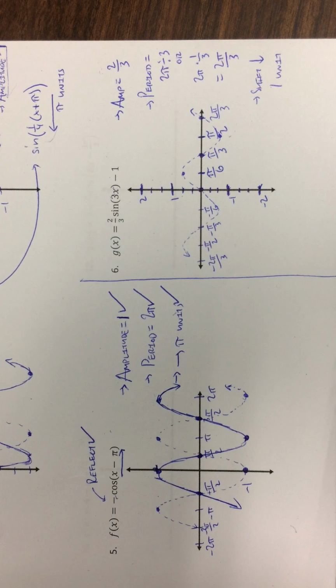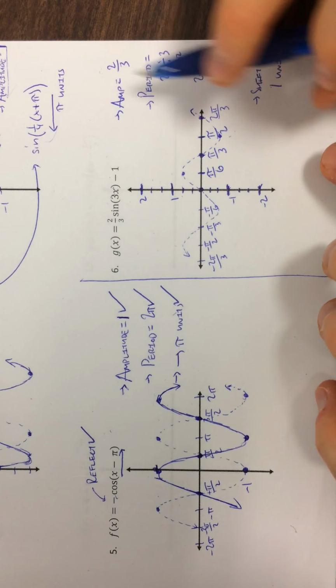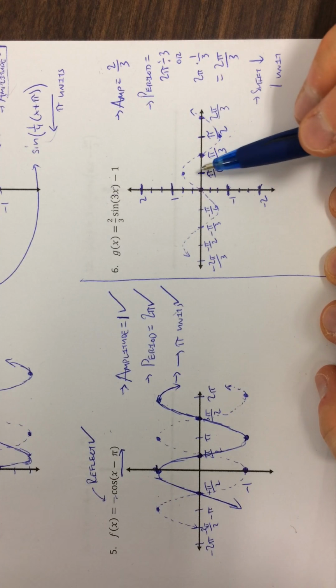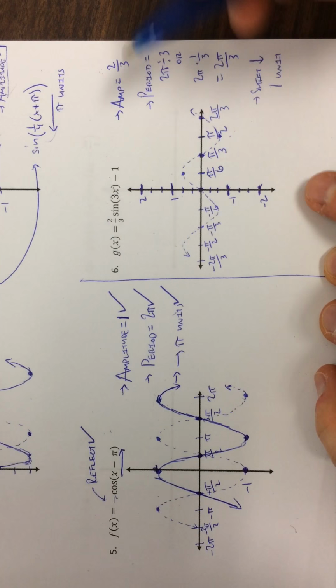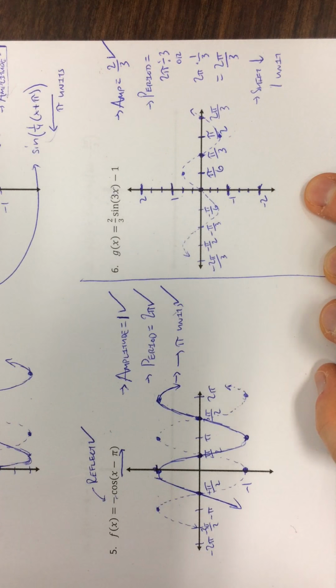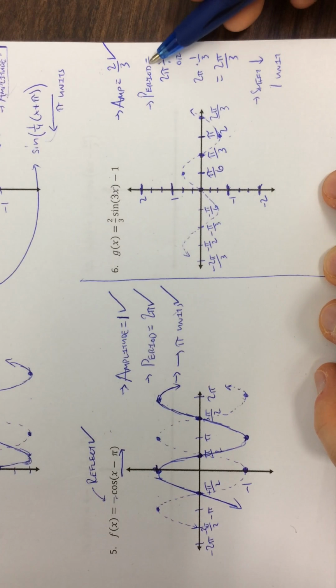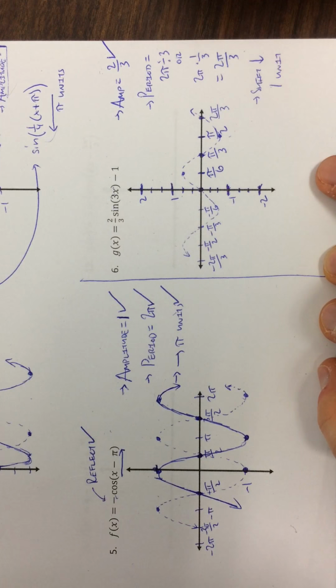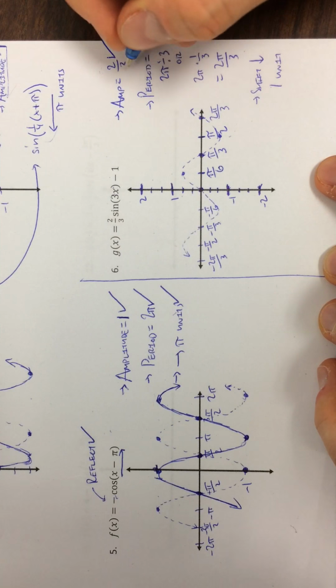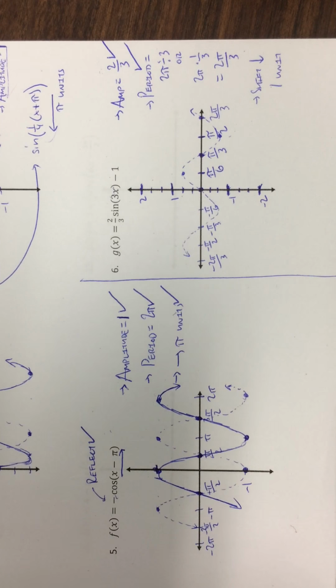So let's check. Amplitude of 2/3. Is our amplitude 2/3? Well, from here to there is 2/3. Here to there, 2/3. Here to there, 2/3. So I'll put a check there. Did that. Period of 2 pi over 3. Well, if I start here, it repeats at 2 pi over 3. So we did this. So our period, we took care of that.